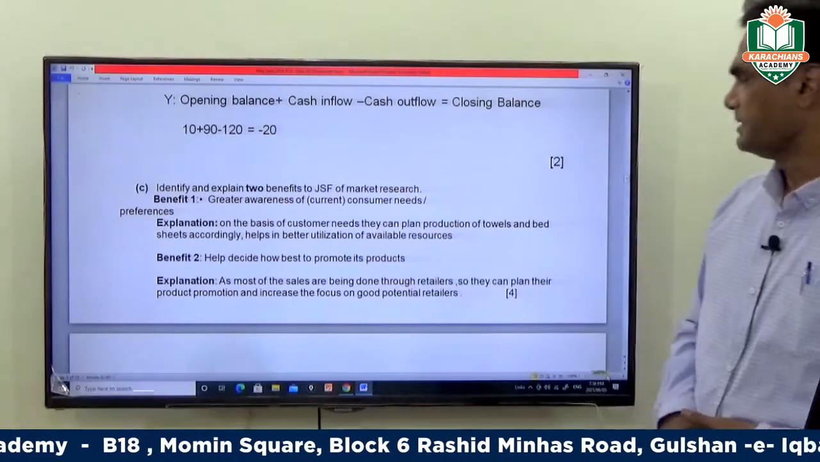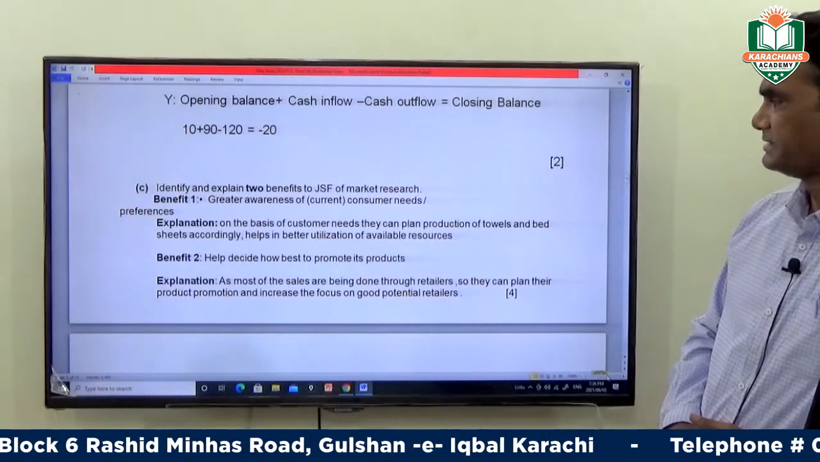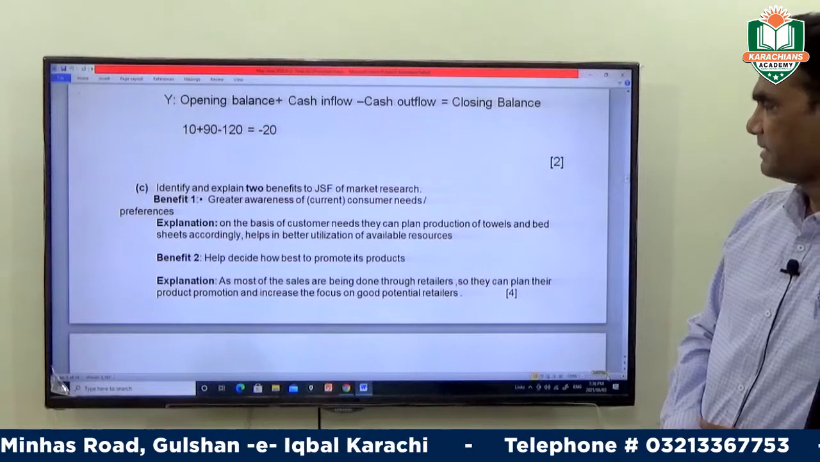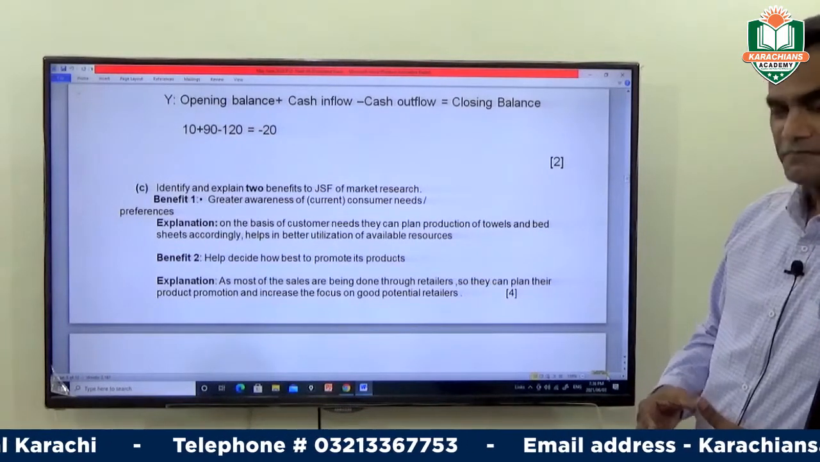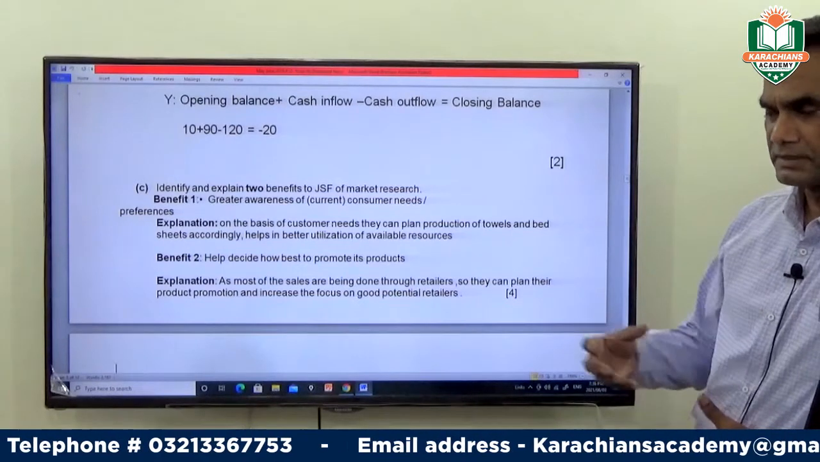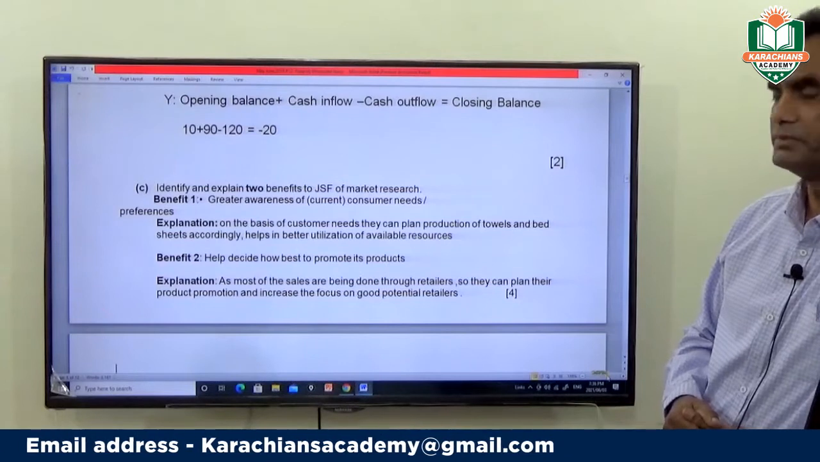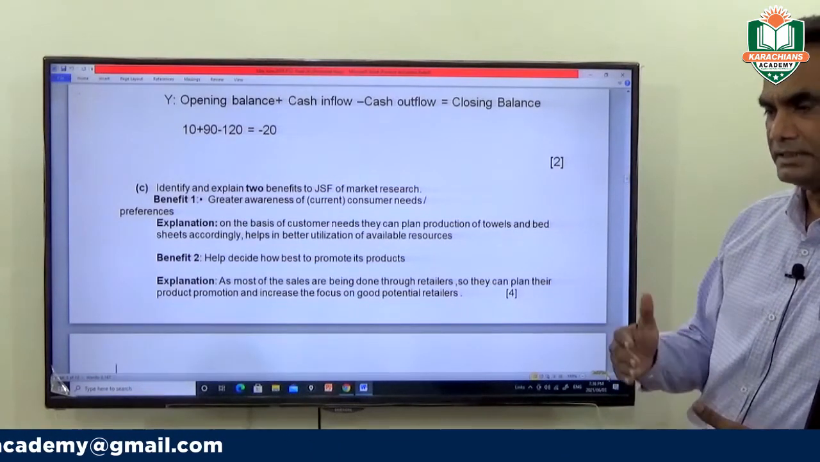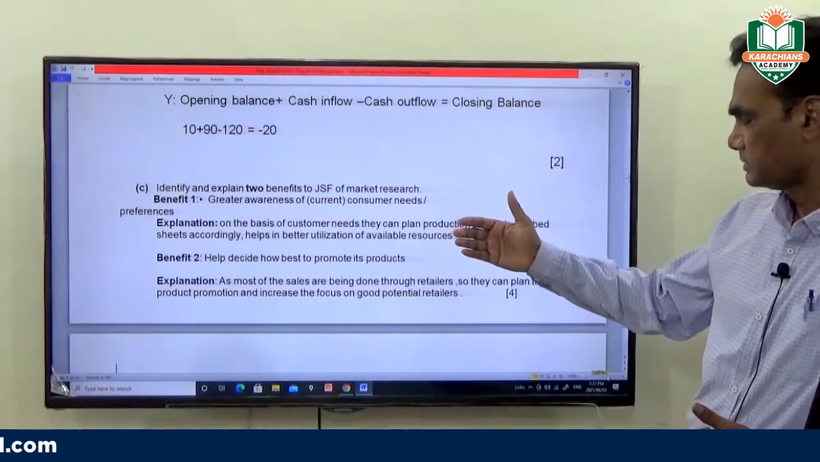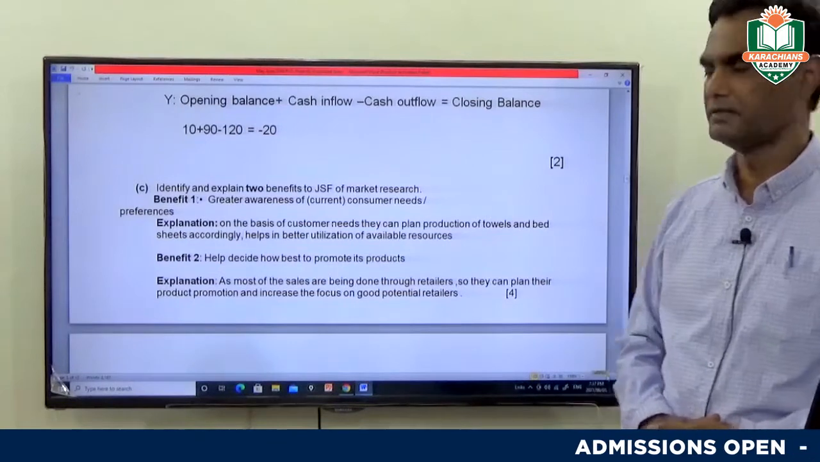Explanation: on the basis of customer needs, they can plan production of towels and bed sheets accordingly. Helps in better utilization of available resources. Yes, if we have awareness of the preferences of our customers or consumers, we can plan our production accordingly, and it reduces our wastages and helps in better utilization of available resources.